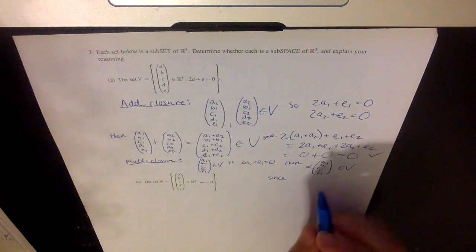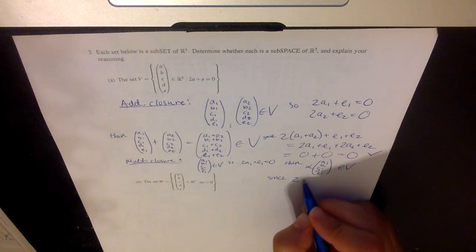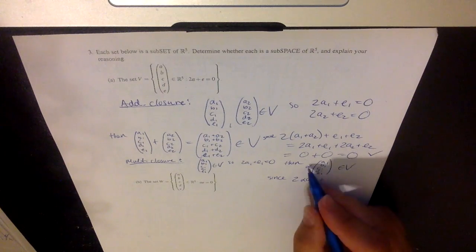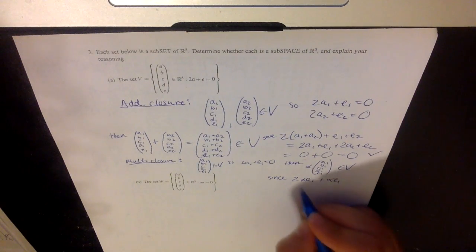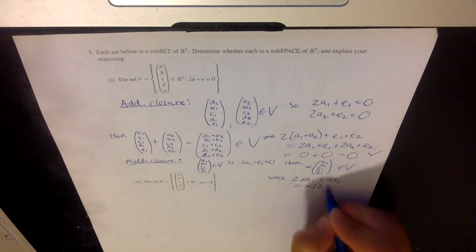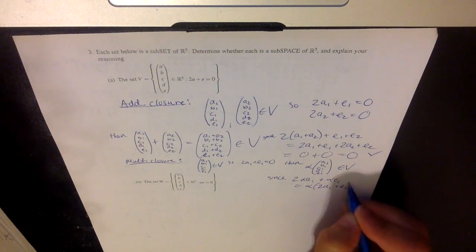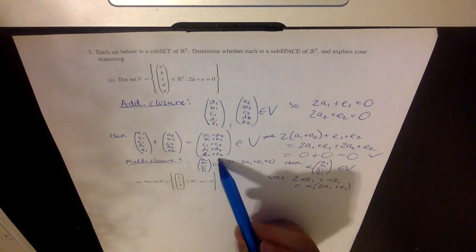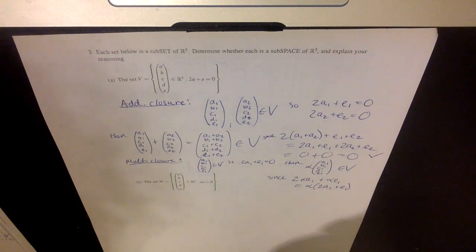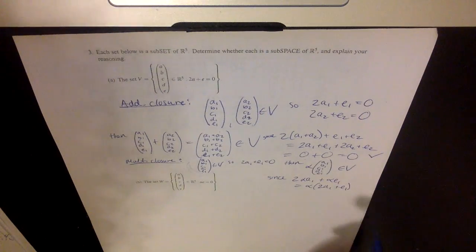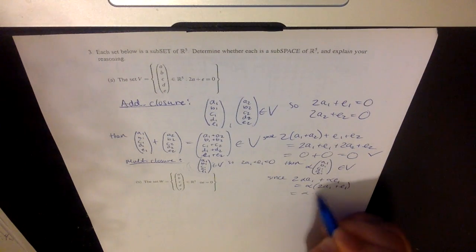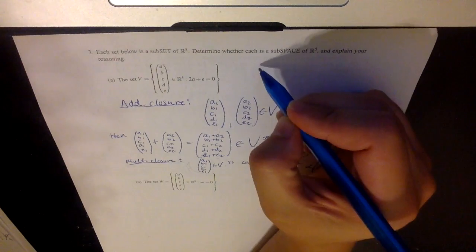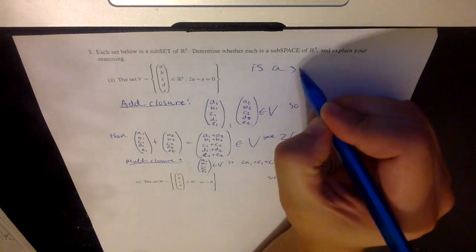Okay, so twice the first component is 2 alpha A1, multiplying the alpha in, plus the last component, which is alpha times E1. Now I'm going to factor out alpha: alpha times (2A1 plus E1). Well, 2 times A1 plus E1 is 0 since this vector we chose was in V, so it satisfies 2A1 plus E1 equals 0. So we get that this is really just alpha times 0, which is still 0. So it does satisfy multiplicative closure. So then we know this is a subspace.